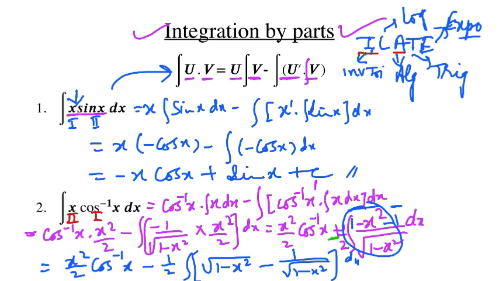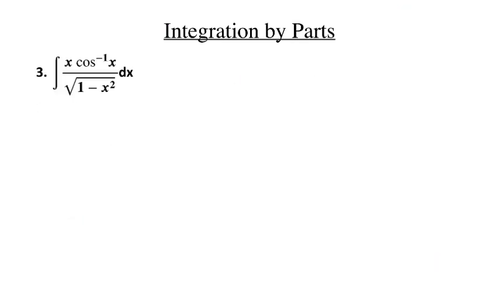And then these both are standard integrals. You know the formula of the integral of root of a square minus x square, and you also know the formula of 1 upon under root of a square minus x square. Applying that, you are going to get the answer of this integral.